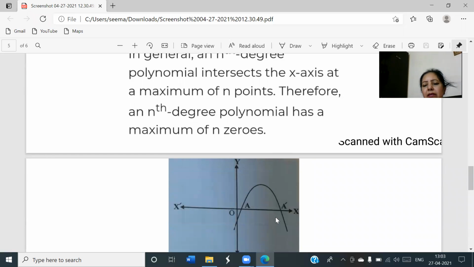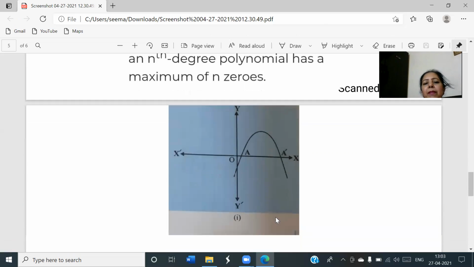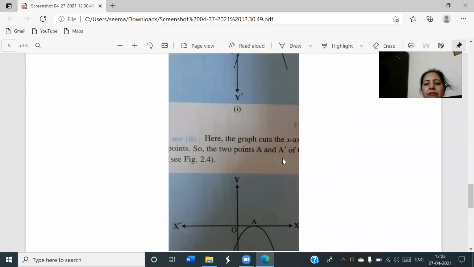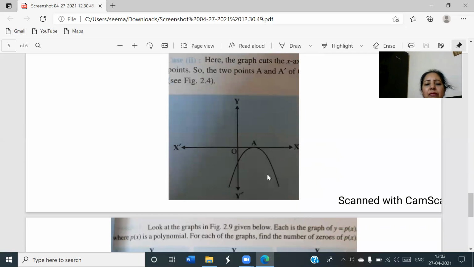Now let's discuss on the basis of some graphs. You see here, this graph is a parabola which intersects the x-axis at 2 points. One is A, the other is A dash. It means here there are 2 zeros. Now let's see the next graph. This graph is again a parabola, but it touches the x-axis at 1 point. It means there is only 1 zero. This is the 1 zero of the polynomial.